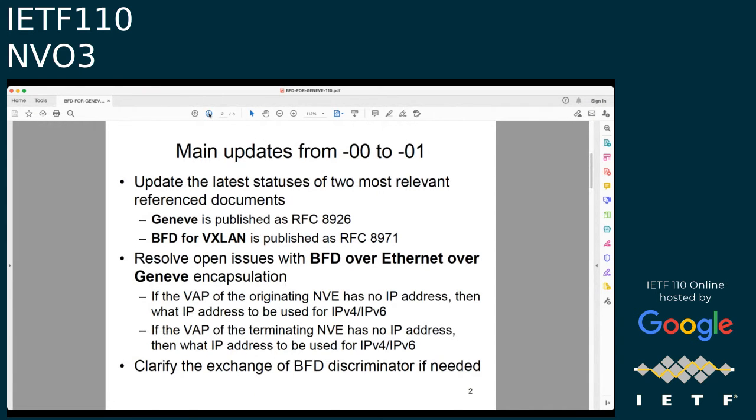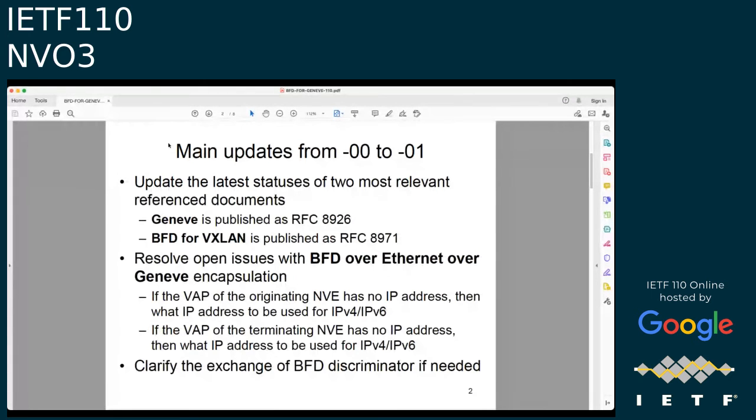This is the summary of main updates from 00 version to 01 version. The first one is to update the latest status of two most relevant referenced documents. They are the Geneve document and the BFD for VXLAN document. Geneve tunnel encapsulation has been published as RFC 8926, and BFD for VXLAN has been published as RFC 8971.